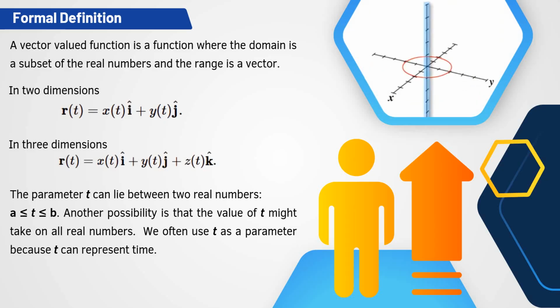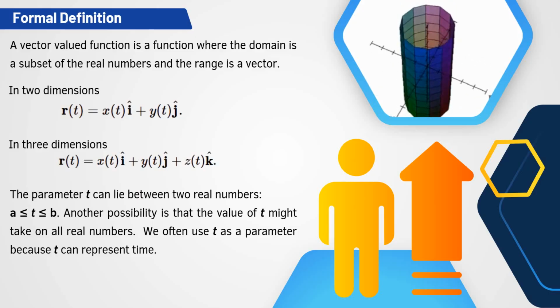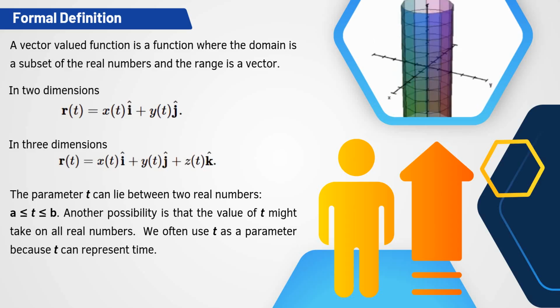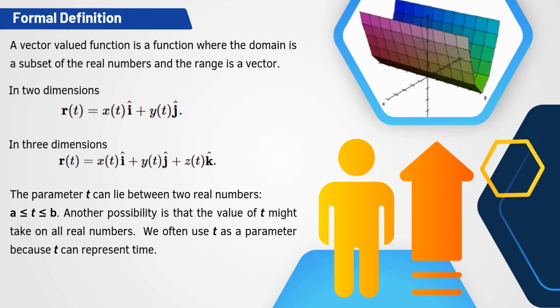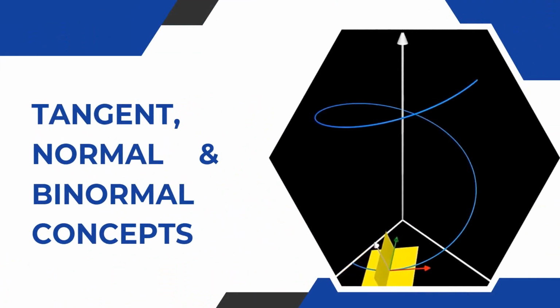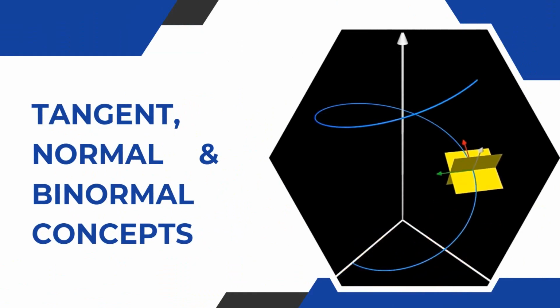What is a parameter t? The parameter t can lie between 2 real numbers: a is less than or equal to t, which is less than or equal to b. Another possibility is that the value of t might take on all real numbers. We often use t as a parameter because t can represent time. Now, let's get the basic idea of the concepts of tangent, normal, and binormal. Shall we?